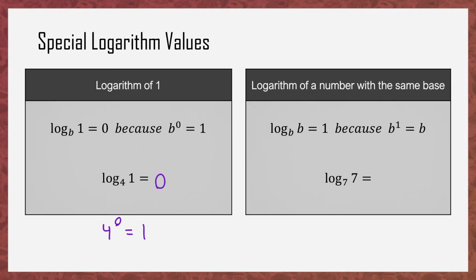Also, the logarithm of a number with the same base will equal 1 because any non-zero number to the first power will equal itself. Log base 7 of 7 will equal 1 because 7 to the first power equals 7.